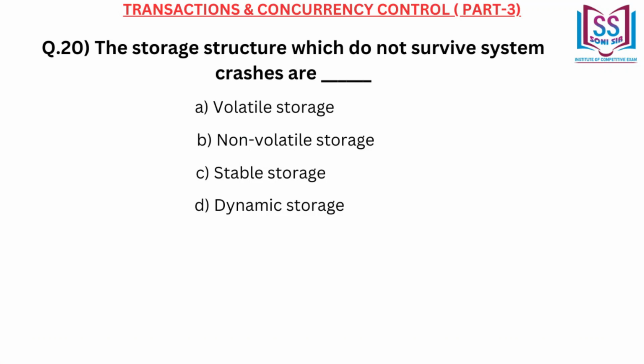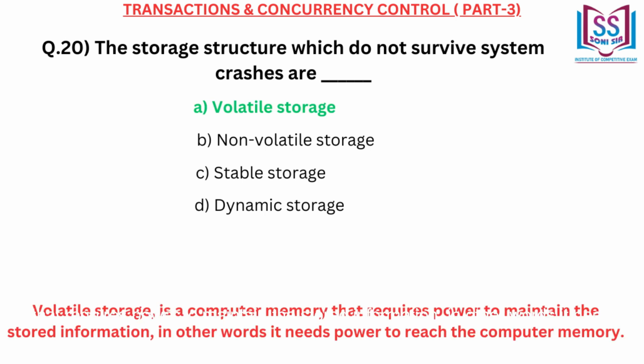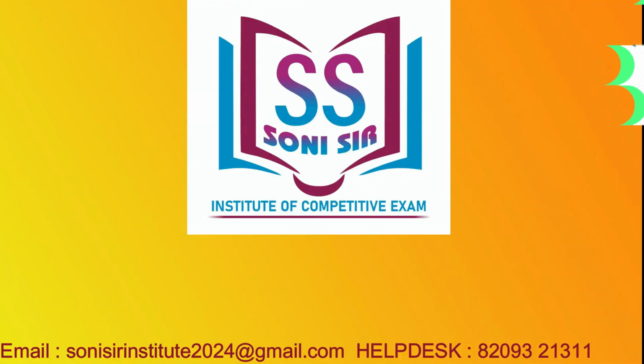The storage structure which do not survive system crashes are dash. A. Volatile storage. B. Non-volatile storage. C. Stable storage. D. Dynamic storage. Correct answer, A. Volatile storage. Volatile storage is a computer memory that requires power to maintain the stored information. In other words, it needs power to reach the computer memory.